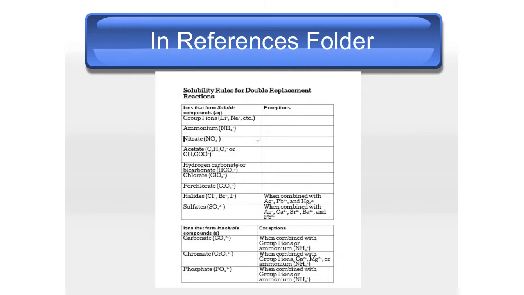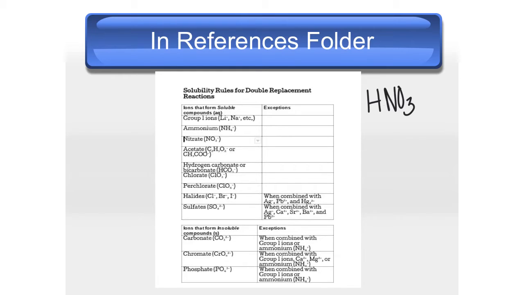If they're combined with either group 1 ions or ammonium for your carbonate, or they're combined with group 1 ions and ammonium for your chromates, and the same thing goes with the phosphates, then even though they're a carbonate, chromate, or phosphate, so they should be a solid, they're gonna stay AQ. So our first one was HNO3.